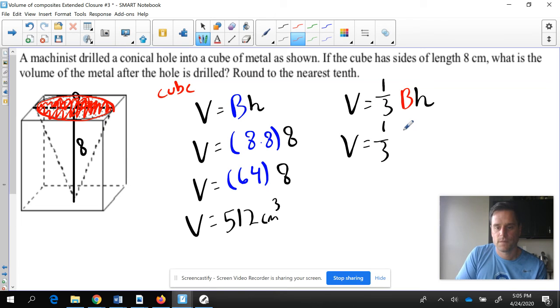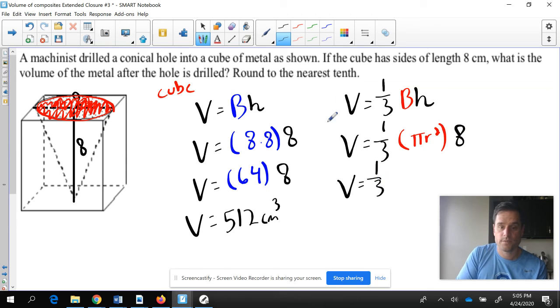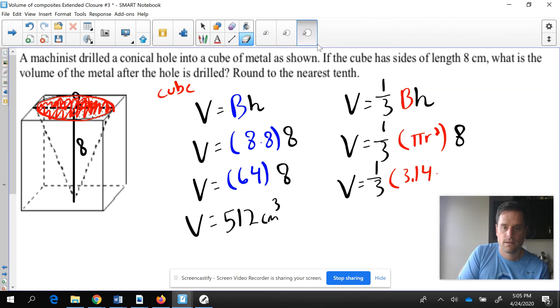Okay, it's a cone. So we have to find 1/3 the area of the base times height. You notice that the shape of the base is a circle. So it is pi r squared times the height, which you guys know the height is going to be 8. All right, who's super awesome can tell me right now the pi is 3.14, but the radius is not 8. Radius is not 8.